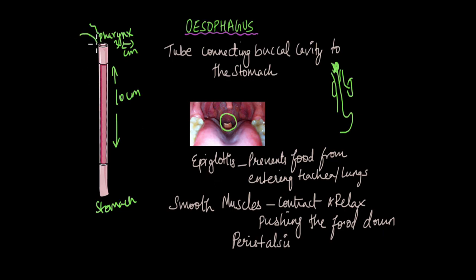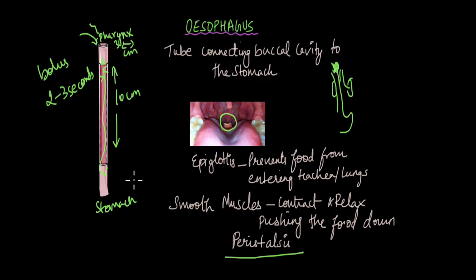So, once we swallow from our buccal cavity, the food enters the esophagus. The muscles in the esophagus contract and relax, which pushes the food down the esophagus into the stomach. This movement of food down the esophagus because of the contraction and relaxation of the smooth muscles is known as peristalsis. Each food bolus takes around 2 to 3 seconds to pass through the esophagus and enter the stomach. Now this is a very average value. It really depends on the size of the food bolus that we are swallowing.